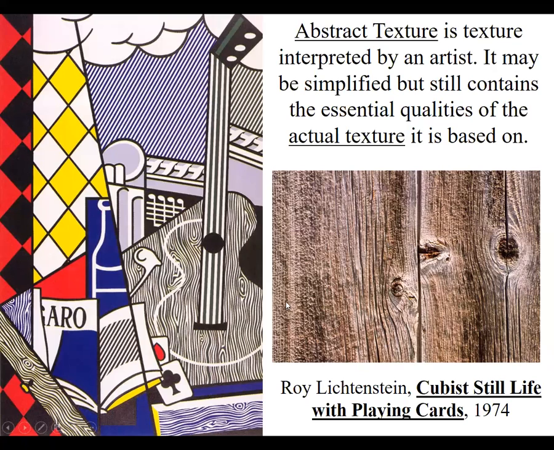Let's look here at this example of wood texture, which is just weathered barn siding wood texture, to remind us that wood texture has grains that are parallel to each other, and that sometimes when you go around a knot in the wood, the grains travel around the knot. And that's what Lichtenstein is doing here with the tabletop and the guitar.